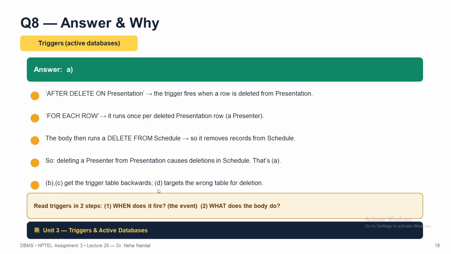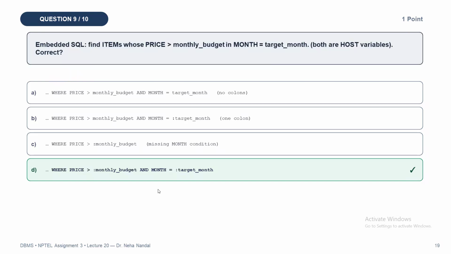Clear? Question number 9. Question number 9 is find items where price exceeds a monthly budget in a target month. Both are host language variables. Which SQL is correct? Okay, so we have to find items whose price is greater than monthly budget in the month of the target month. Both are host variables, so this is a question of embedded query. Okay, so how will it work basically?